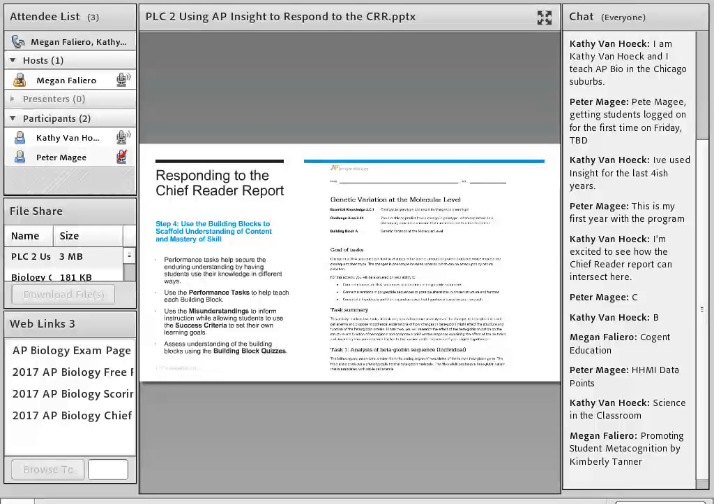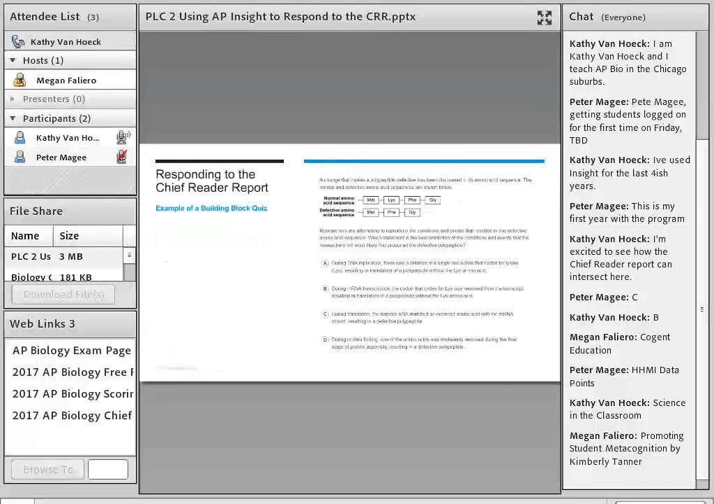There's a lot of people that give all the building block quizzes because they give them for homework. My only caveat there is if you're going to give a building block quiz, there has to be time for next steps. What are you going to do after that? So here is a question of a building block quiz and what they look like.